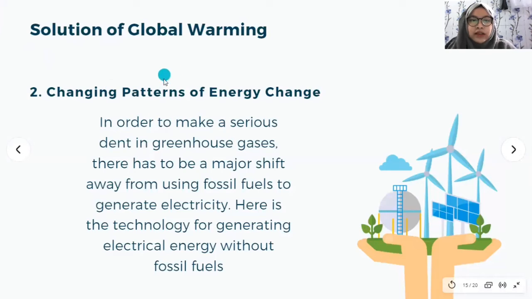So, changing patterns of energy use. In order to make a serious dent in greenhouse gases, there has to be a major shift away from using fossil fuels to generate electricity. In the next slide, I will show the technology for generating electrical energy without fossil fuel.